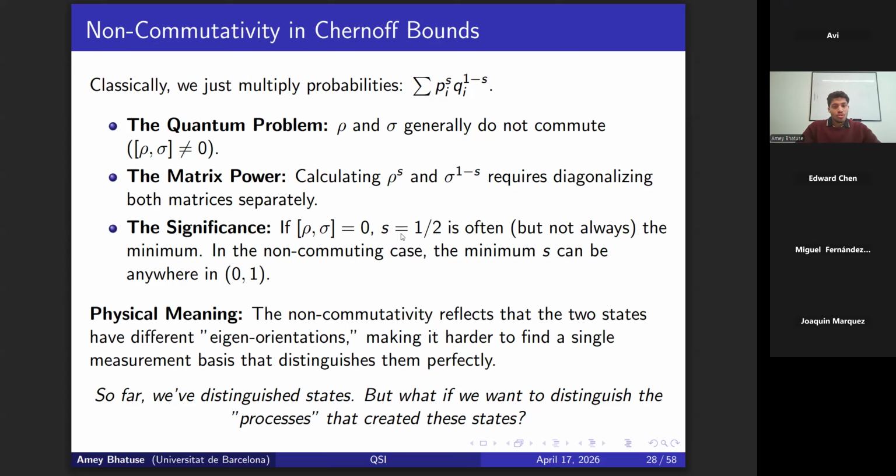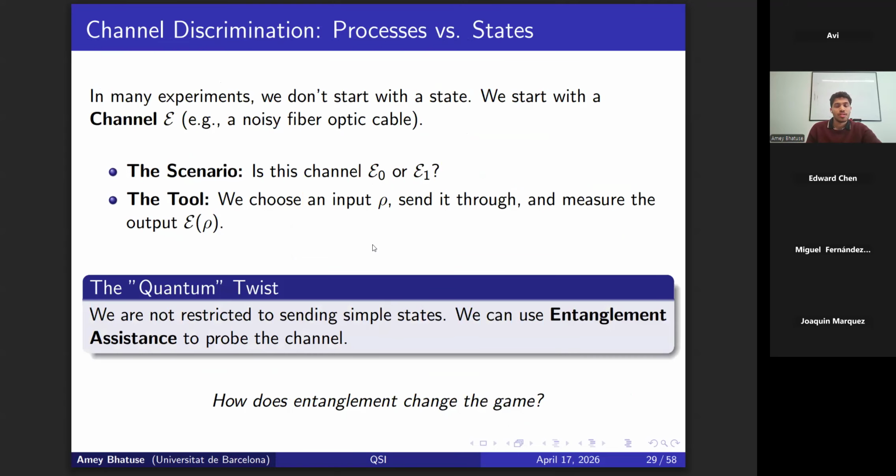Okay, so far we were trying to distinguish states, but let's go further ahead and ask another question. What if we want to distinguish the process, the quantum source that created these states? So here comes the section on channel discrimination. In many experiments, we actually don't start with the state. We have a source or a channel that can produce that state, let's say a noisy fiber optic cable.